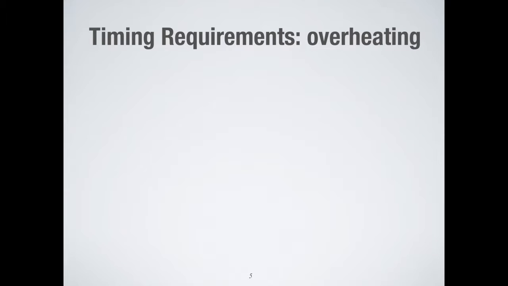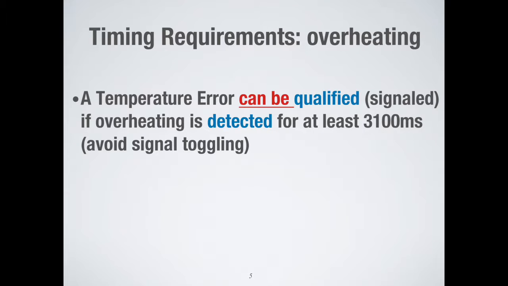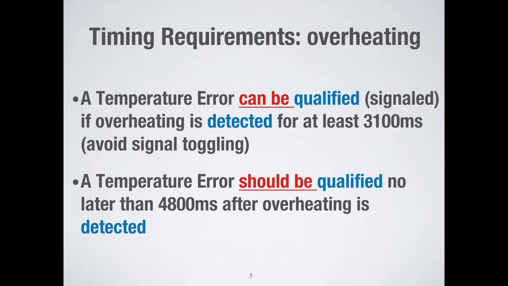A refinement of the timing requirements about the detection of overheating is the following. First, a temperature error can be qualified or signaled to the driver only if the overheating is detected for at least 3100 milliseconds. This requirement prevents the error detection from being too fast, to avoid signal tangling. On the other hand, a temperature error should be qualified no later than 4800 milliseconds after the overheating is detected. This requirement specifies the maximum time for the detection of overheating.